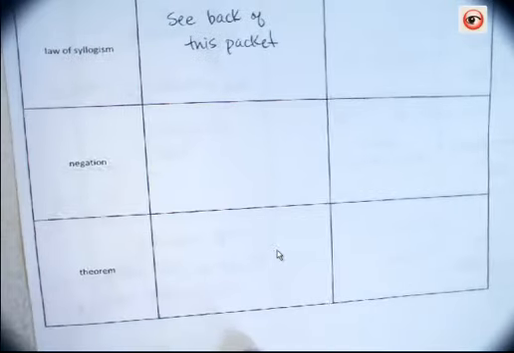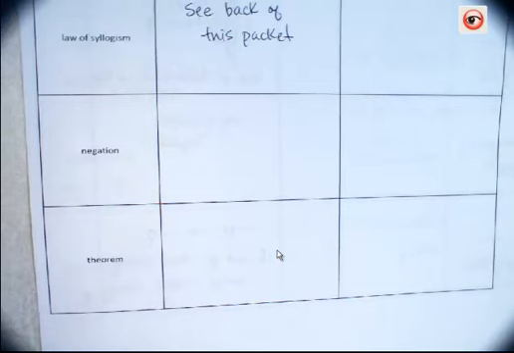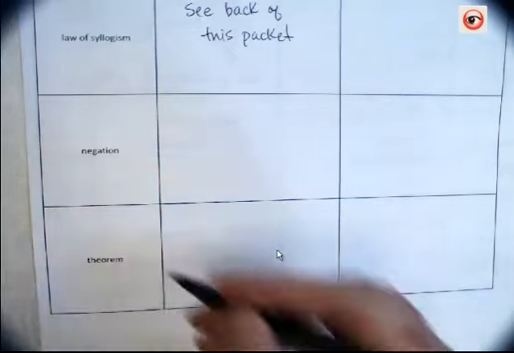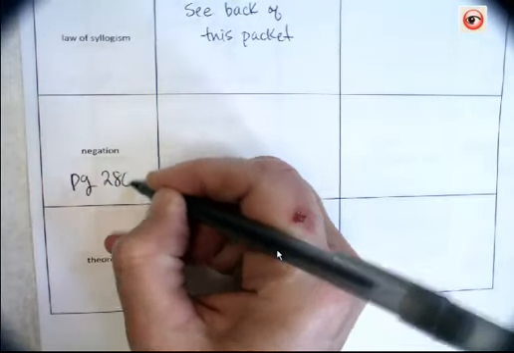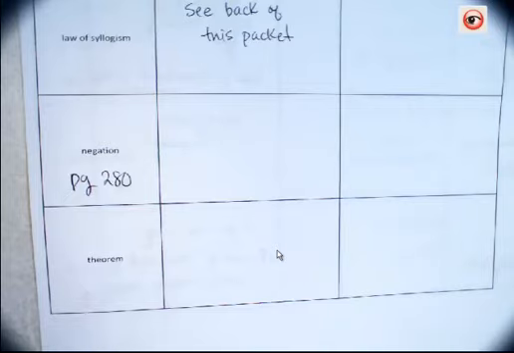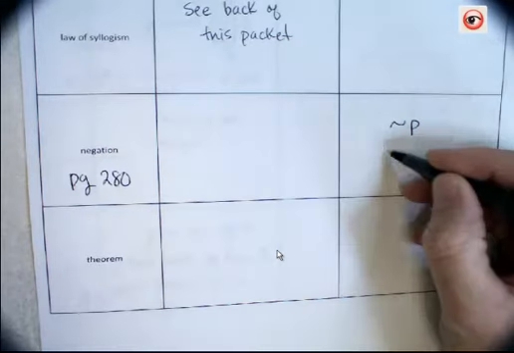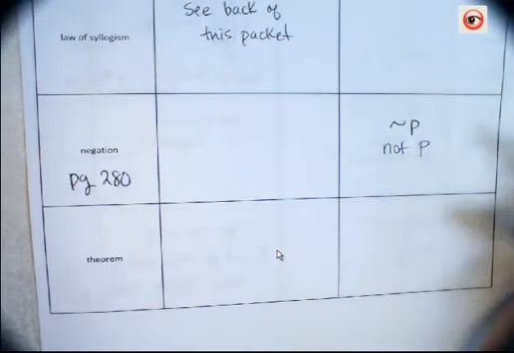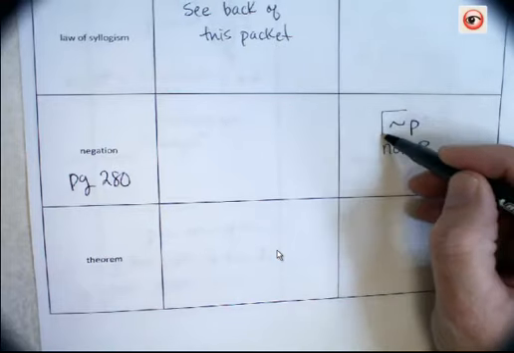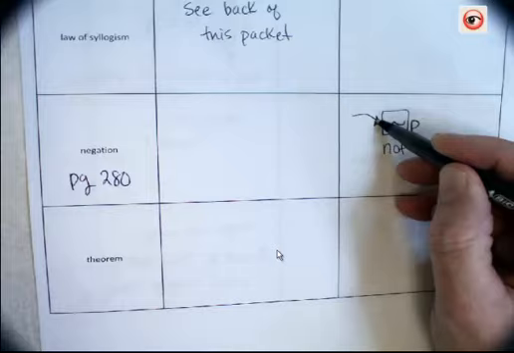All right, let's go backwards again. I want to talk about the word negation. The word negation basically means not. It means you're going to not do something. That's what negation is. So it's found on page 280. And the symbol for negation looks like this. It's that squiggly symbol, not P. So this symbol right here is the symbol for negation.